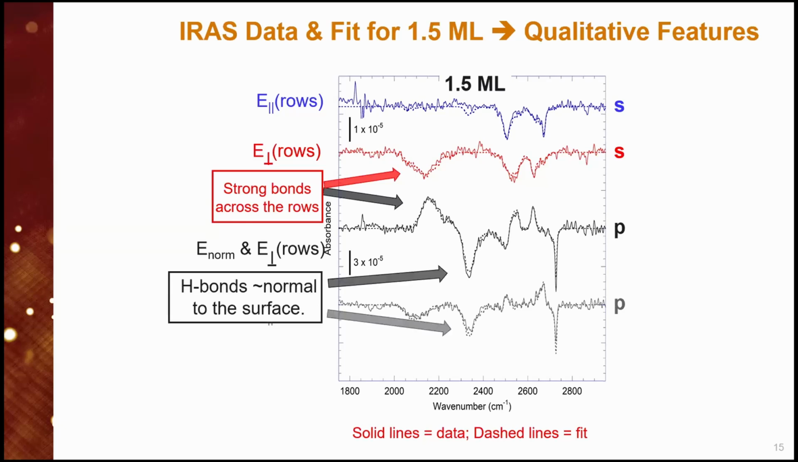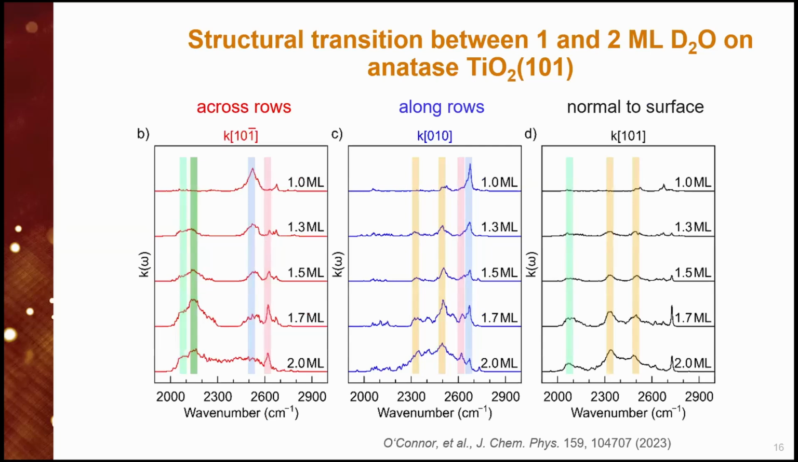These negative peaks in the p-polarized spectra, those are hydrogen bonds that are normal to the surface, okay? Medium strength. And then there's a bunch of stuff over here, weaker, very weak, almost non-hydrogen bonds normal to the surface. So we can do the coverages. We did 1 monolayer, I showed you 1.5. We also did 1.3, 1.7, and 2. And now again, these are the imaginary part of the dielectric constant across the rows, along the rows, and normal to the surface, right? And you see there are very consistent trends in how these things are developing as we go along, okay?